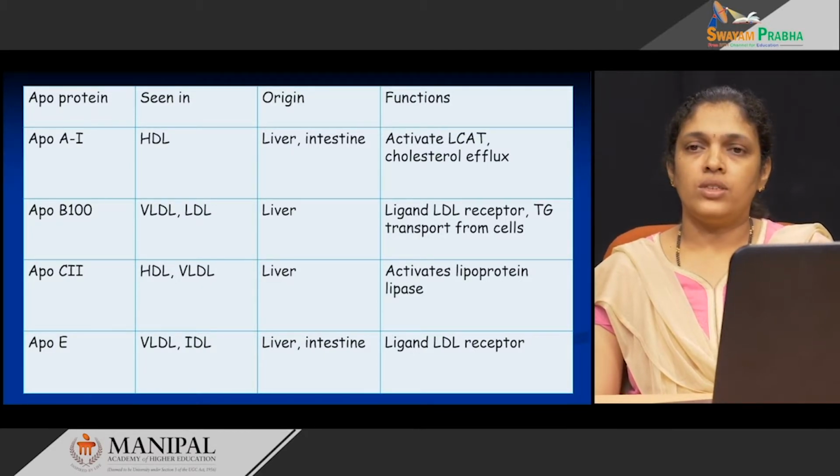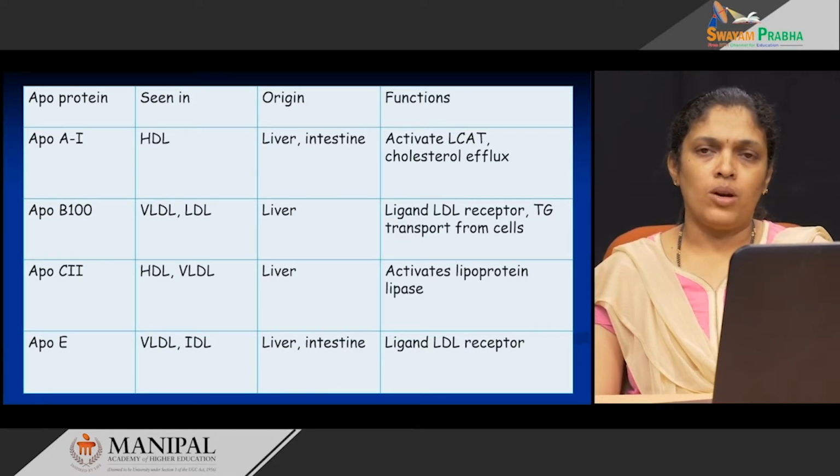What is the function of this ApoA1? ApoA1 is required to activate an enzyme called LCAT, that is lecithin cholesterol acyl transferase. Therefore, it would favor the cholesterol efflux. So, ApoA1 is not only a structural component of HDL, it is also required to activate that enzyme.